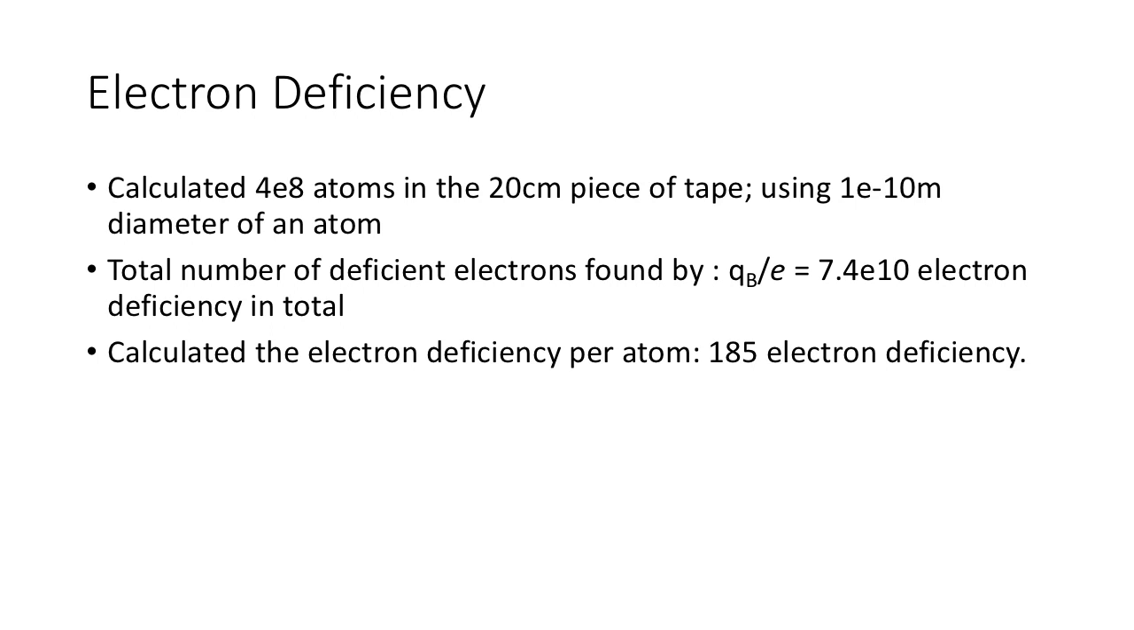Then we calculated the electron deficiency of the atoms in the tape. So we found that there were 4 × 10^8 atoms in our 20 centimeters of tape, and that the total number of deficient electrons per atom was 185. We first used the total charge divided by the elementary charge to find the number of electrons missing in the tape, and then we divided this value by the number of atoms in the tape.